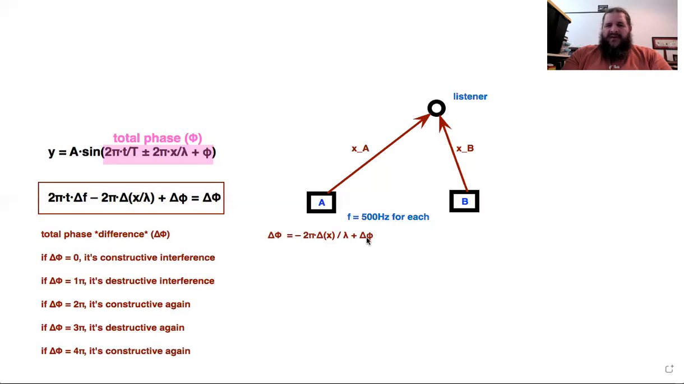But either way, if you know that value, you can take the distances and look at the difference in path length. Like let's say you know both of these distances. You can subtract the distances to find delta x and calculate 2 pi times difference in path length divided by the wavelength. And assuming there's no phase difference, that value tells you delta total phase. And then based on what that is, whole number of cycles or something and a half cycles, you can tell if that's constructive or destructive. Or if it's neither one, if it's not a whole number of cycles or something and a half cycles, that would just be called partial interference. It's just somewhere in between.